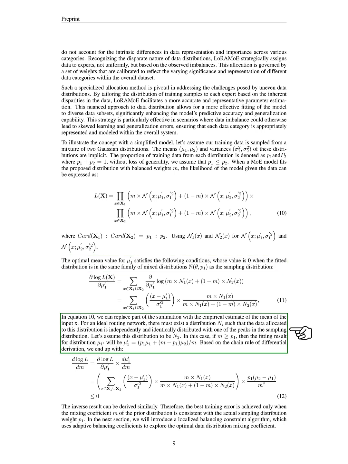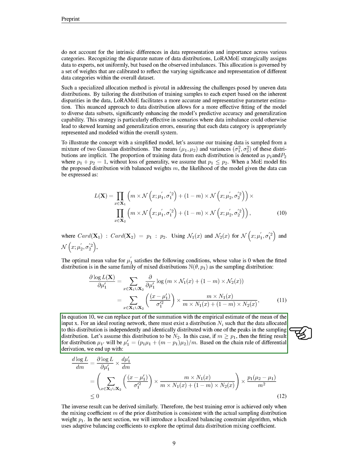For an ideal routing network, there must exist a distribution such that the data allocated to this distribution is independently and identically distributed with one of the peaks in the sampling distribution. Let's assume this distribution to be the second one. In this case, if M is greater than or equal to P1, then the fitting result for the first distribution will be a certain value. Based on the chain rule of differential derivation, we end up with a certain result. The inverse result can be derived similarly.